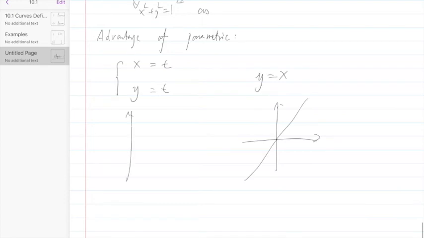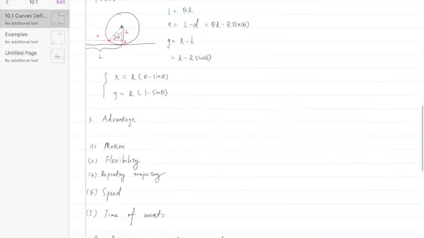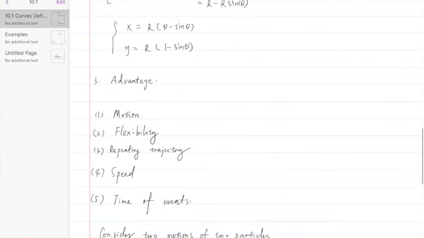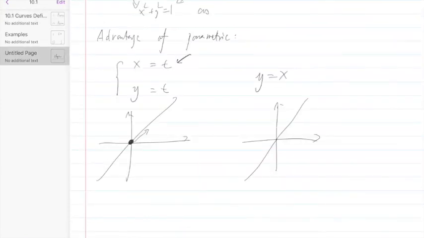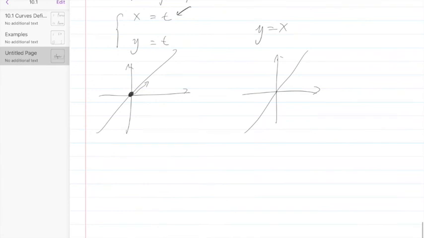Which way is better? Well, the first advantage is both of them give you the same trajectory. But as we said, this one contains more information. It tells you where the motion starts at t equal to 0. It tells you which way it moves and how fast it moves. So you can track the motion. That's the first advantage. It tells you the motion.